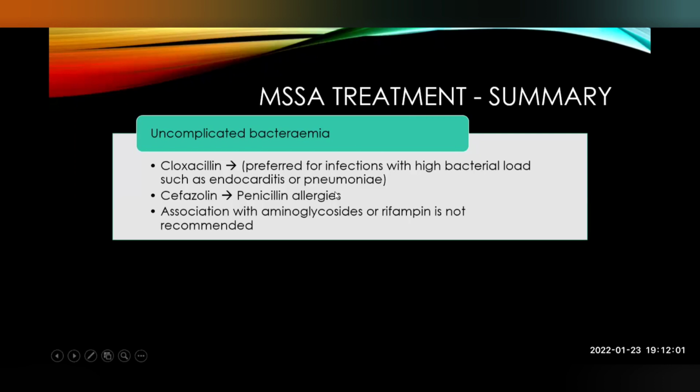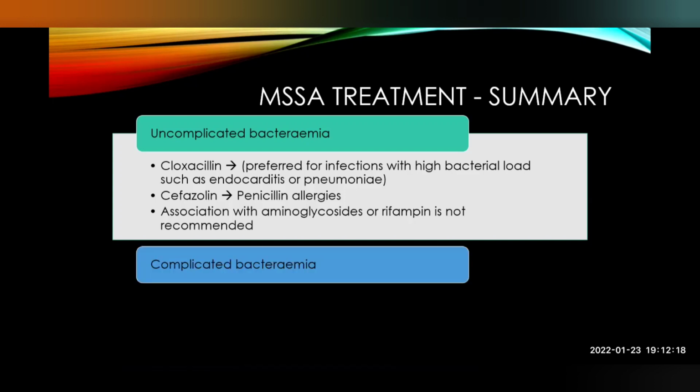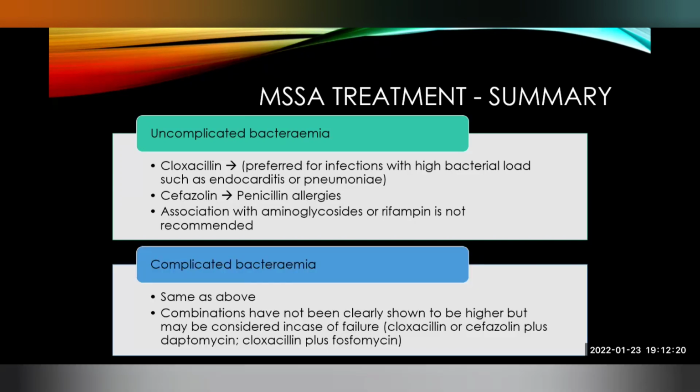So summarizing, in uncomplicated bacteremia, your cefazolin and cloxacillin both can be used equally. Especially cefazolin is preferred when there are penicillin allergies. And there is no role of combination with aminoglycosides or rifampicin in case of uncomplicated bacteremia. If it is complicated bacteremia, again the same thing, but you will be avoiding cefazolin as much as possible until we have further good evidence.